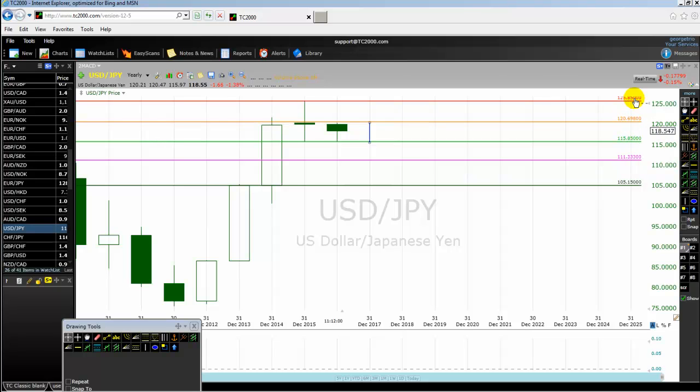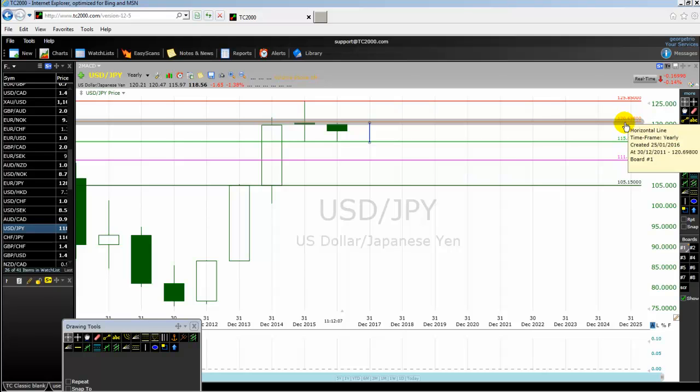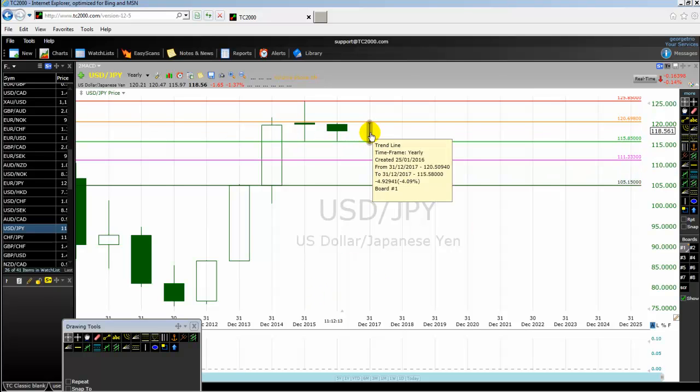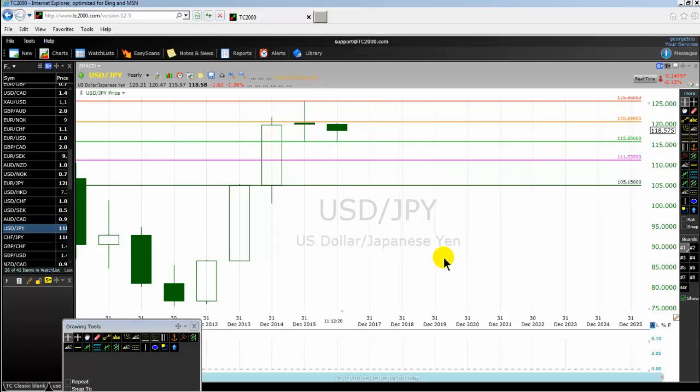But if the price is going up, we must watch the resistance at 125.85. If the price is going down, we must pay attention to the support at 115.85. Now, you will wonder where I get those key levels from. The level of 120.69 is not, repeat, is not the exact median line for 2015, but it's approximately equal to the median line of 2015.